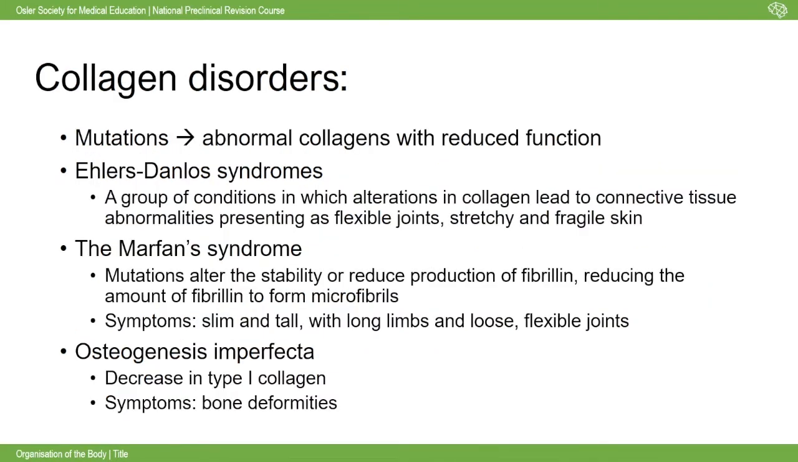So just a quick run through some collagen disorders. Because collagen is such an important part of the extracellular matrix in these connective tissues, when you have abnormal collagens, you'll have reduced function. So in Ehlers-Danlos syndrome, this results in flexible joints, stretchy and fragile skin. In Marfan syndrome, you have a reduction in the production of fibrillin, actually, which reduces the amount of fibrillin available to form fibrils, and you get slim individuals with long limbs and, again, loose flexible joints. Then in osteogenesis imperfecta, a decrease in type 1 collagen, which we know is key within the bone matrix, leads to bone deformities.